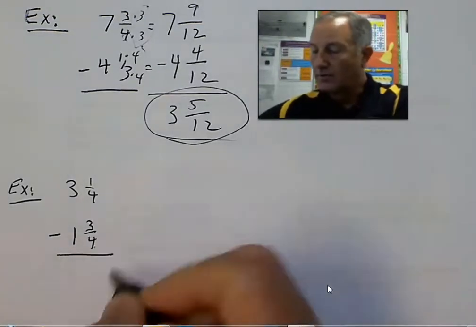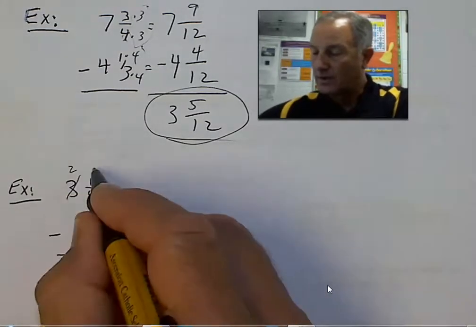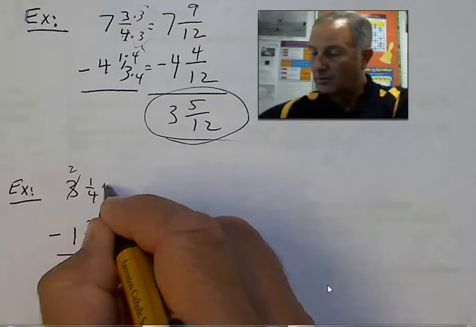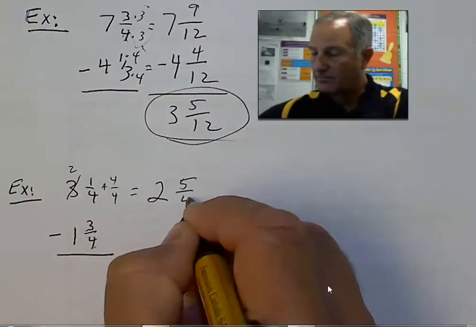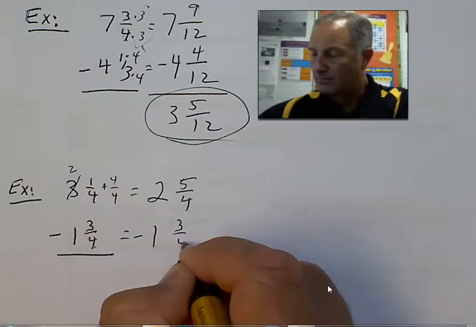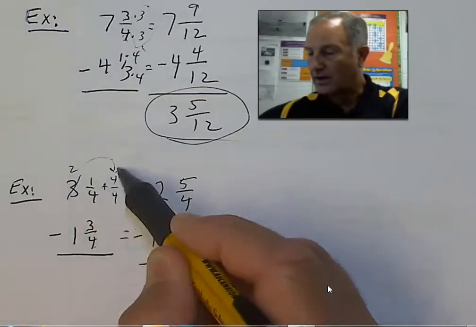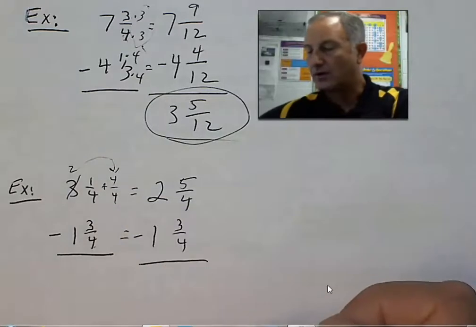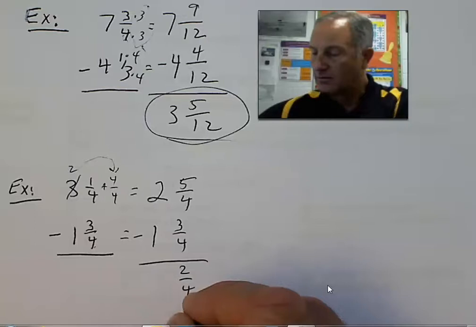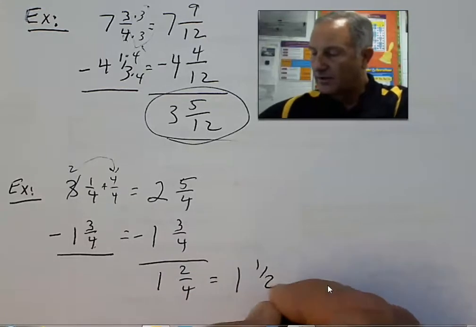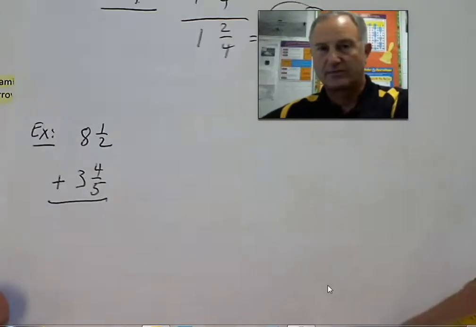Common denominator already, but I can't take 3 from 1. So I've got to borrow here, and that 1 I add is going to be 4/4. So what I have now is 2 and 5/4. Okay? See what I did there? I borrowed that 1, and when I added it to my fraction, I changed that 1 to 4/4. Now I can just subtract, and I can simplify that. Boom. Okay? One more example, last example.